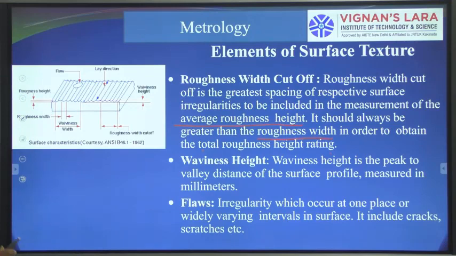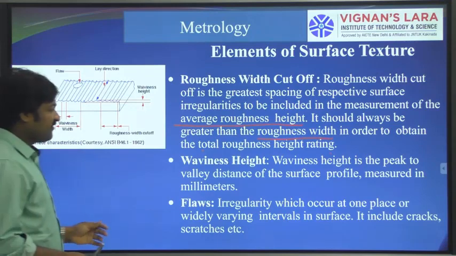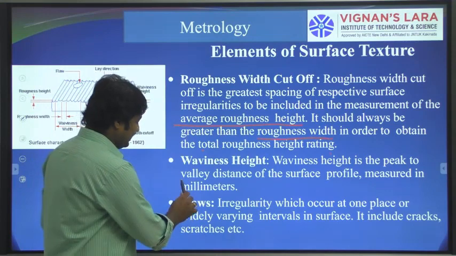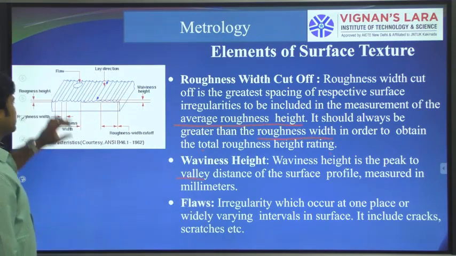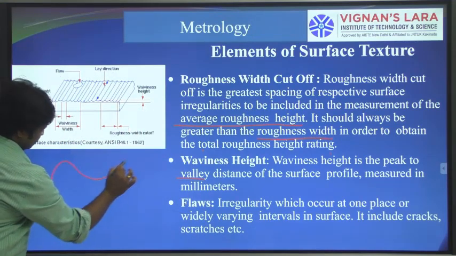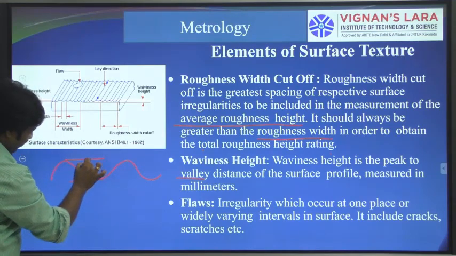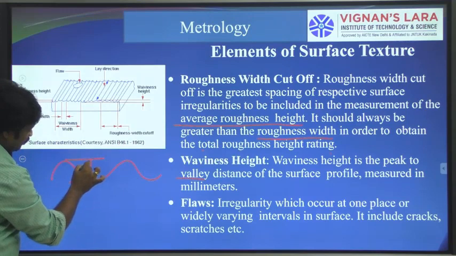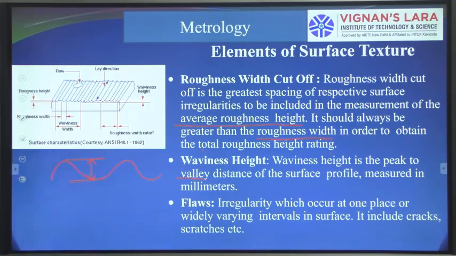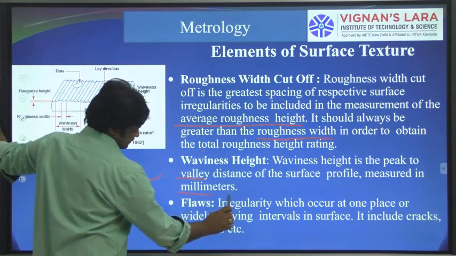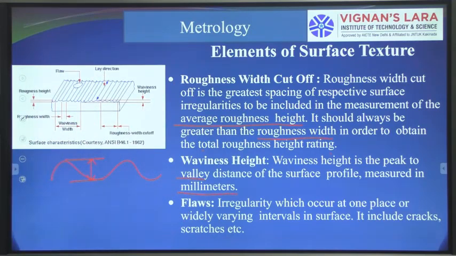Next one is waviness height. Waviness height is the peak to valley distance. So if we consider these as irregularities, the distance between these two elements, from peak to valley, is called the waviness height. Waviness height is the peak to valley distance of the surface profile, measured in millimeters. This is also measured in millimeters.